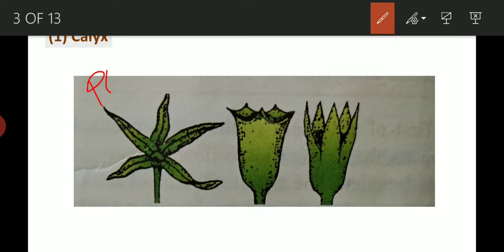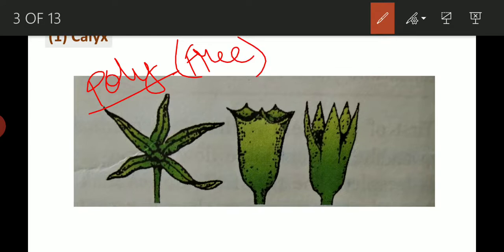This is the example of polysepalous. That means free. Here the sepals are free. See, these are the sepals: 1, 2, 3, 4, 5. These 5 sepals are free. They are not attached to each other. So this type of sepals we will call polysepalous.